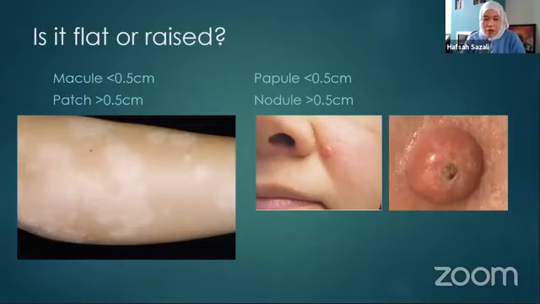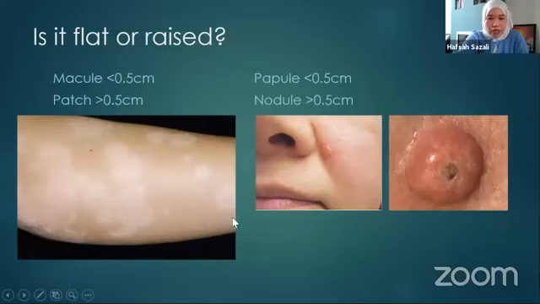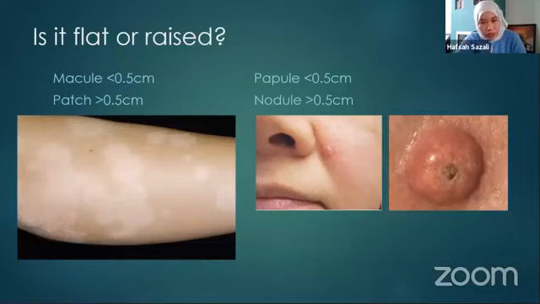And we move on to the raised lesions. We have papules, which are solid raised lesions less than 0.5 centimeter, and nodules, which are solid raised lesions more than 0.5 centimeter. We can see here there's a papule on the left side and a nodule on the right side. Based on these lesions, there are a few differential diagnoses. If you have any questions later, just type them into the Zoom chat or Facebook Live, and we'll go through the questions, okay?